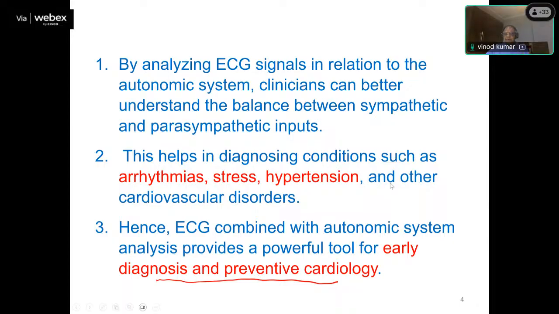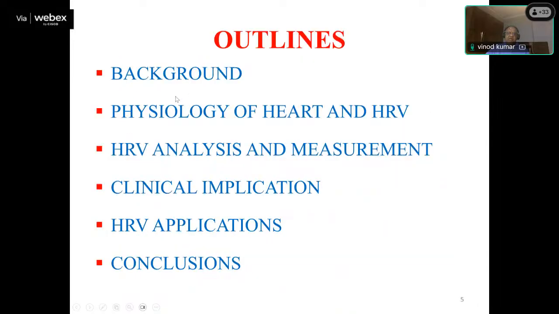So with this background, I will try to discuss in detail, and I have divided my talk into six parts. That is, background of the ECG signal, physiology of the heart, HRV analysis and measurement, clinical implications, HRV applications, and finally we will try to conclude.